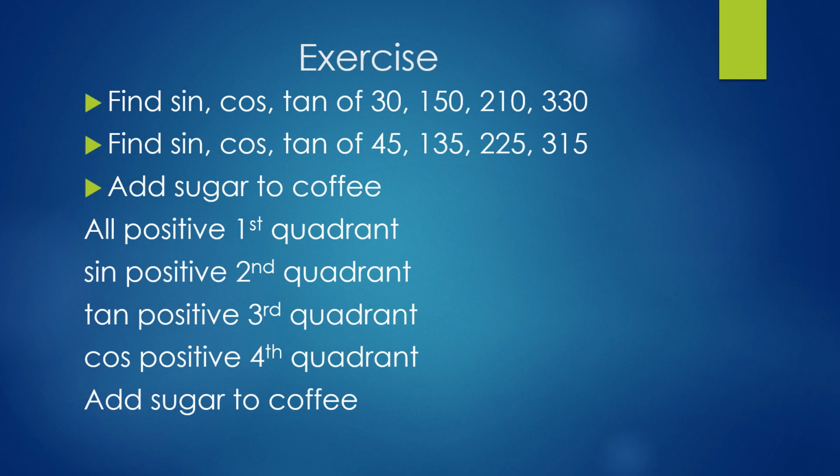If you look at the acronym, add sugar to coffee. Add: A means sine, cos, tan all are positive in the first quadrant. Sugar: S, which means sine is positive in the second quadrant. T, tan is positive in the third quadrant. Coffee: C, cos is positive in the fourth quadrant. This is the acronym that I have written in the previous slide.